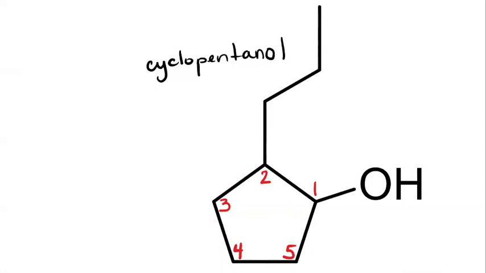And in this molecule, on carbon number 2, we have a substituent that has 1 carbon, 2 carbons, 3 carbons. And since it is connected through the end of that carbon system, meaning that this is a CH3, this is a CH2, and this is also a CH2, that substituent is called a propyl group. So the correct name for this molecule is 2-propylcyclopentanol.